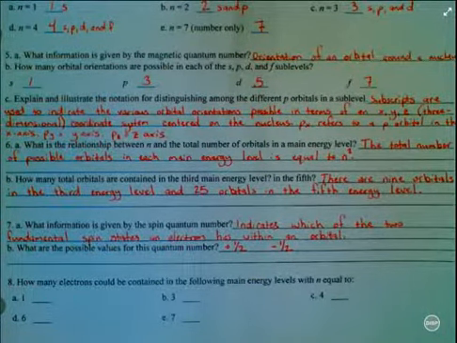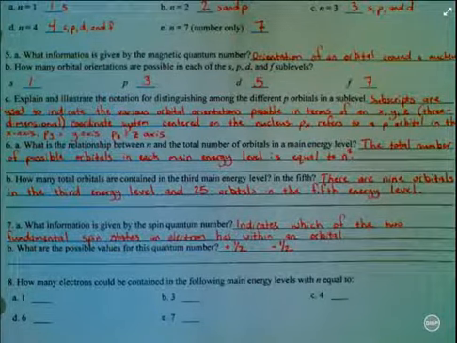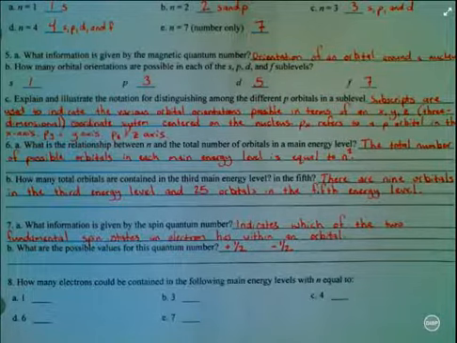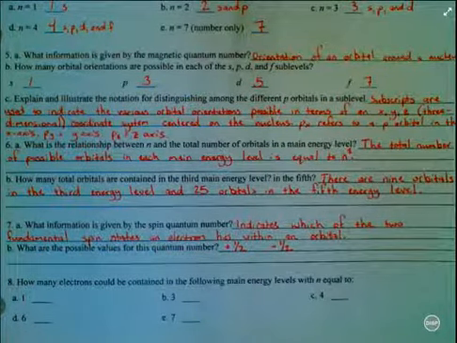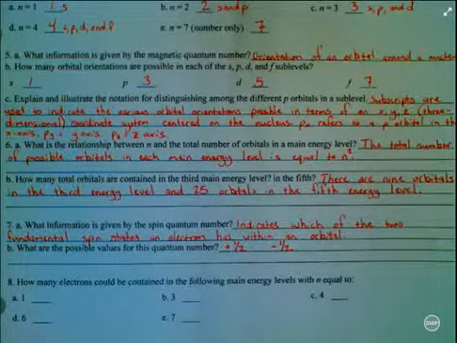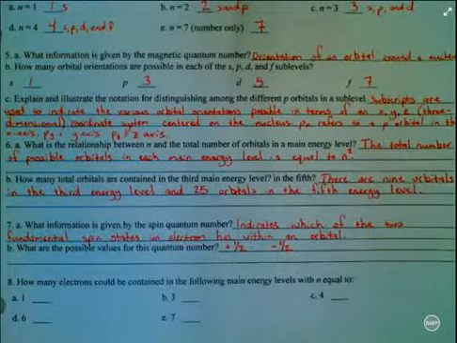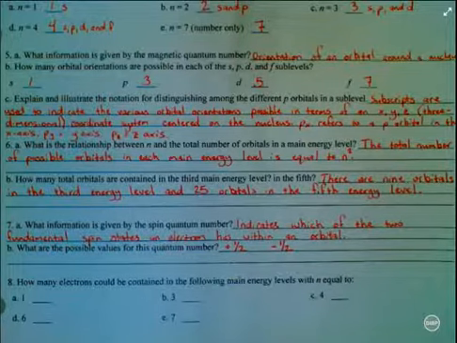We use p sub x to refer to the p orbital that's in the x-axis or in the x-plane. We use p sub y to represent the p orbital that's on the y-axis or in the y-plane. And then, you guessed it, we use p sub z to represent the p orbital that is in the z-axis or along the z-plane.